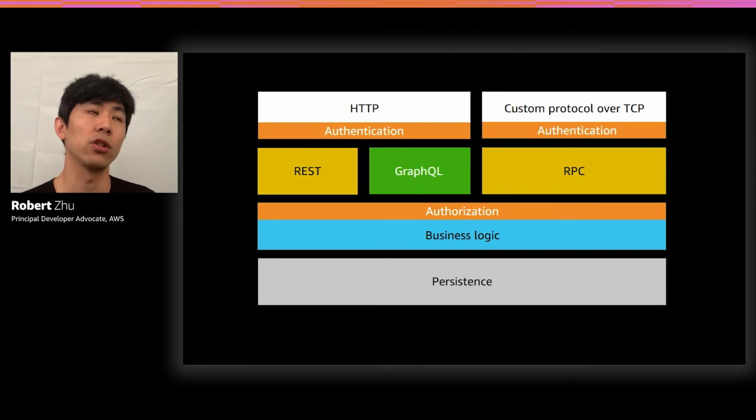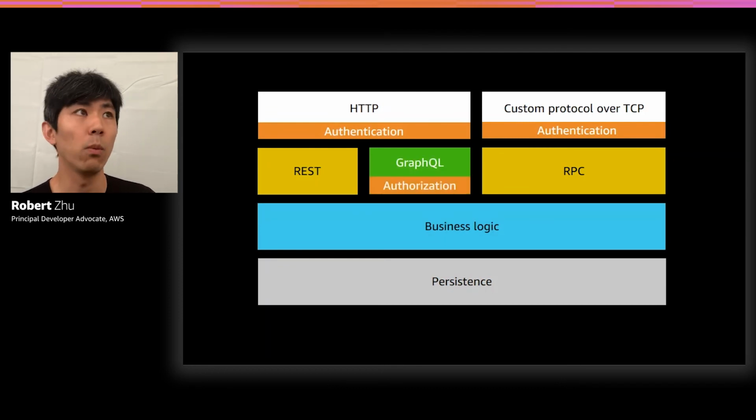If you move authorization into GraphQL, this is what you get. But what about authorization for REST and RPC? You'd either have to copy paste the code or you'd end up with bugs. It's just not pretty. So make sure that the authorization logic lives in the business logic layer. It's not a GraphQL problem.